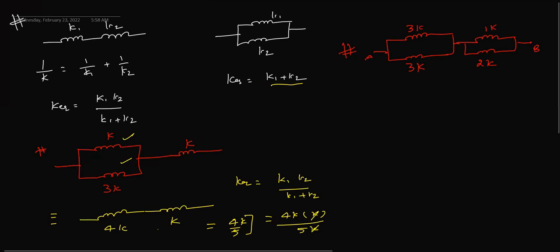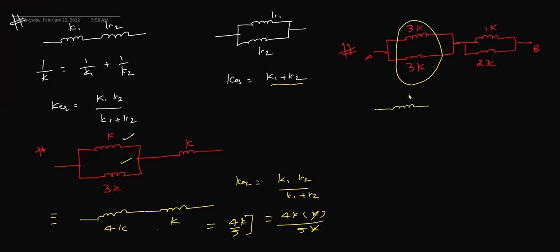If you observe clearly, how are these two connected? Parallel combination. 3 plus 3 we can write as 6K. So the equivalent I'm writing as 6K. How are these two connected again? Parallel. Parallel means 2K plus 1K is nothing but 3K. So this is A, this is B. These two are now connected in series combination.